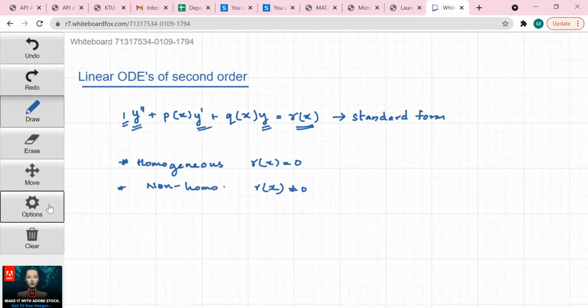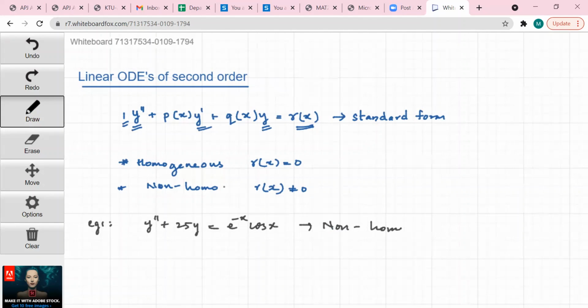So let's take some examples. Example 1, y double prime plus 25y equal to e raised to minus x cos x. You can see that this is a linear ODE of second order with r of x equal to e raised to minus x cos x. R of x is non-zero, so this is an example of a non-homogeneous linear ODE of second order.